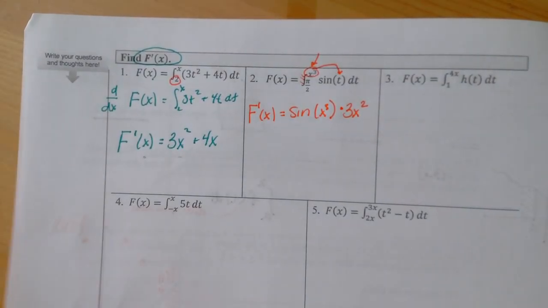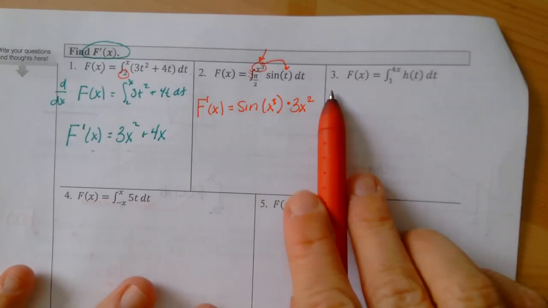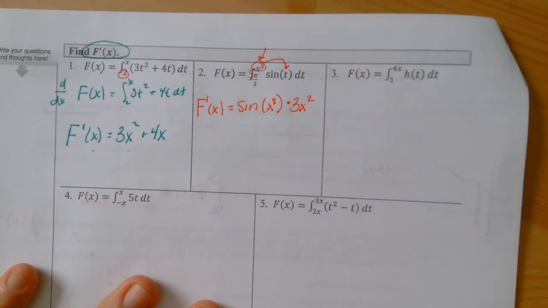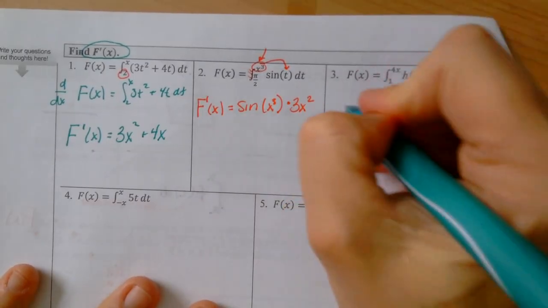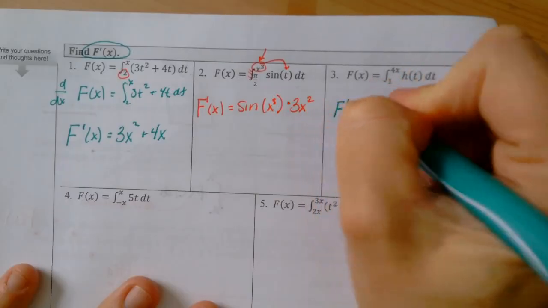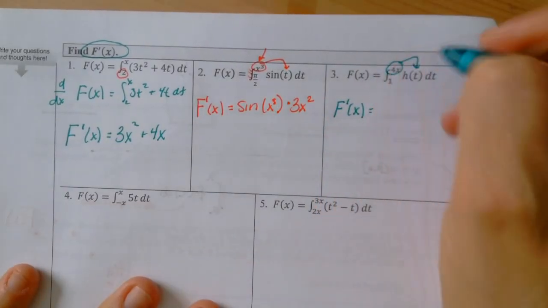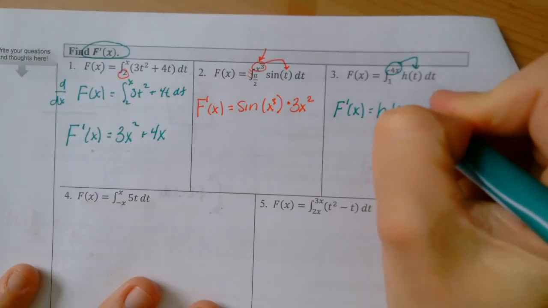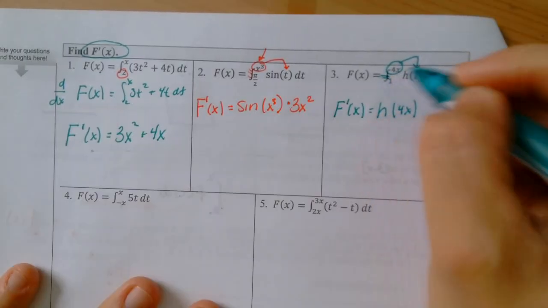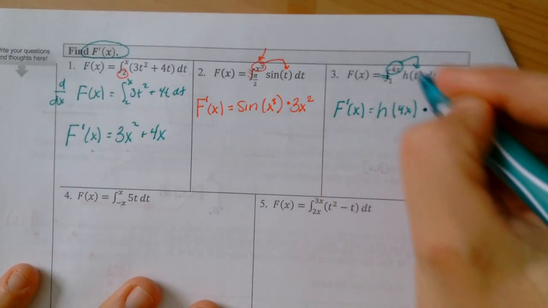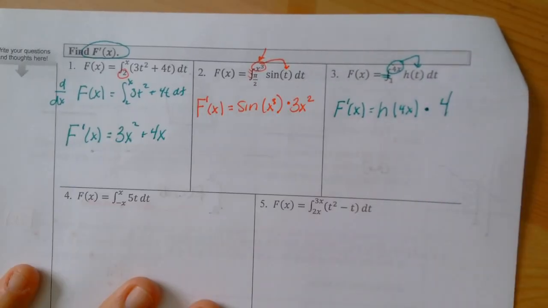All right, you try the next one. Give 3 a whirl. Taking this derivative, we have our constant, our expression. Give me a sec. Okay, I'm just going to take that upper bound, plug her in. So I'm going to get h of 4x. The derivative and integral are going to cancel each other out, but I have to use the upper bound times the derivative of the upper bound, so times 4.